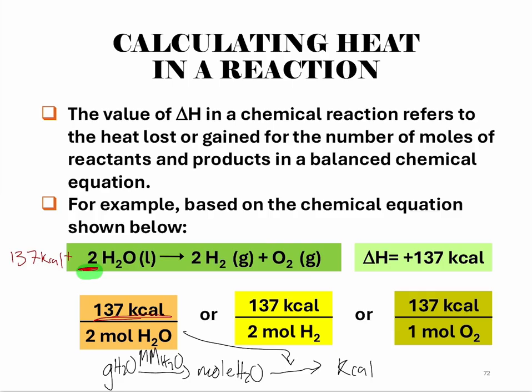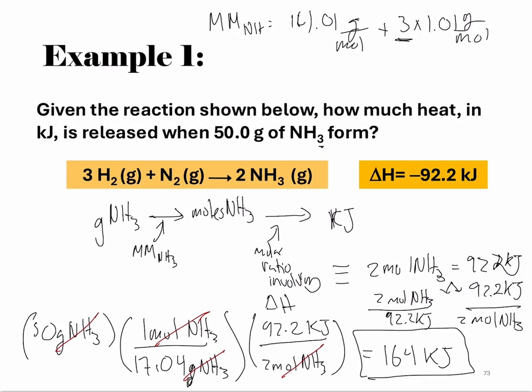That means that every time this reaction happens, if we use 2 moles of H2O, we require 137 kilojoules. If we produced 2 moles of hydrogen gas, we required 137 kilojoules. So that's where we got that ratio from. The tricky part here is actually identifying the language. Are we releasing or absorbing energy? Because we want to keep our energy values positive.